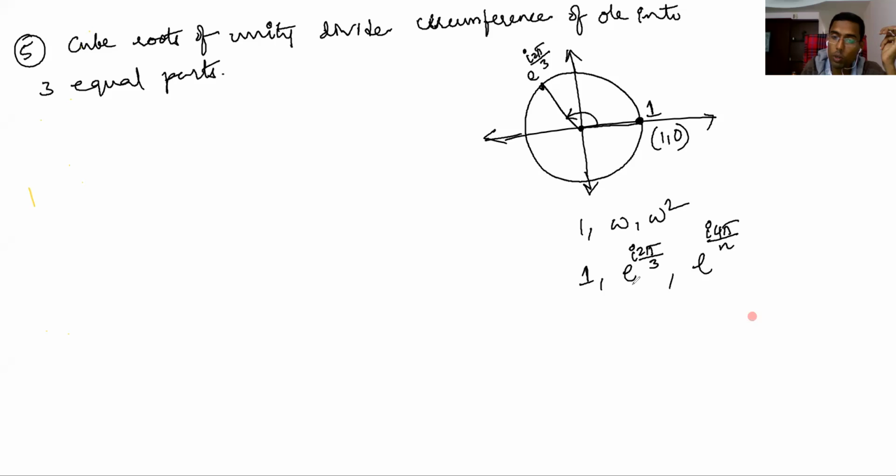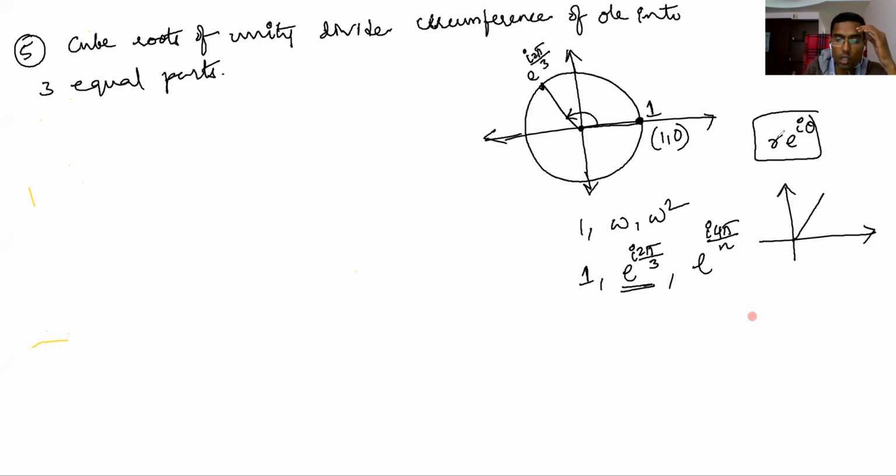Here, this is e to the power of i 2 pi by 3. Actually, see, r into e power i theta: how do you represent this? Let's say theta is this. R is mod z, so mod z into e power i theta. If this is theta, then e power i theta is represented like this, mod z into e power i theta.